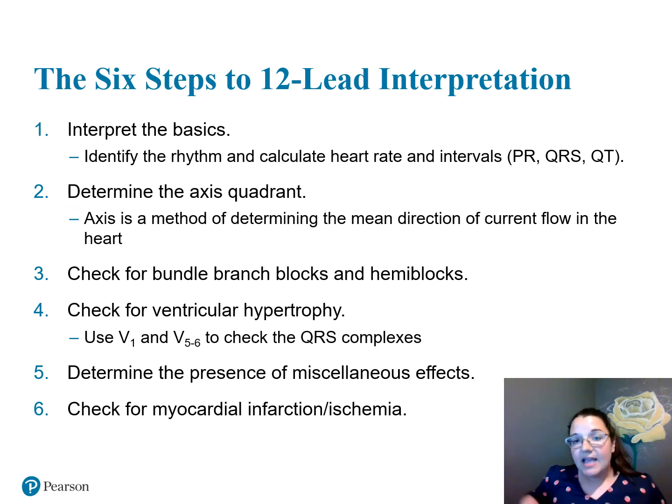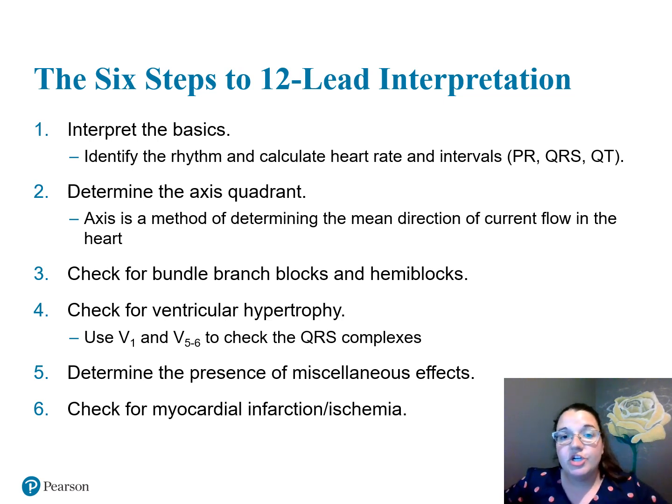So here are your 6 steps that you need to memorize. Again, just like EKG 1, you had to memorize your 5 steps. The very first step you'll notice is to interpret the basics. This is everything from EKG 1. These are your first 5 steps, all in one for your 12 lead interpretation. You need to identify the rhythm, calculate the heart rate, and get the intervals. Remember, whenever we're looking at a 12 lead, when we want to interpret that rhythm, we're going to look in lead 2, the rhythm at the bottom of that 12 lead.